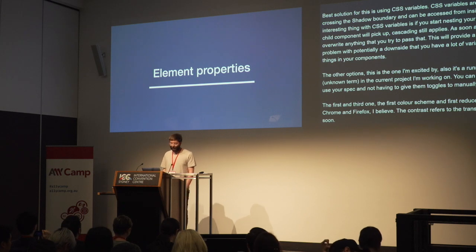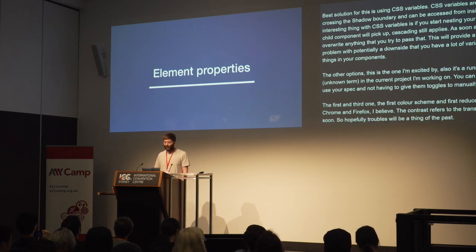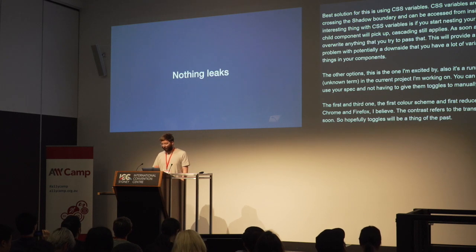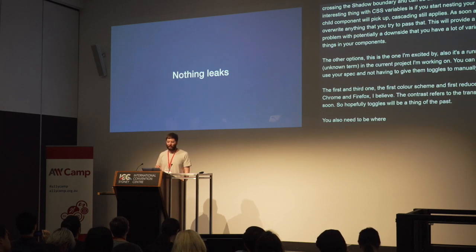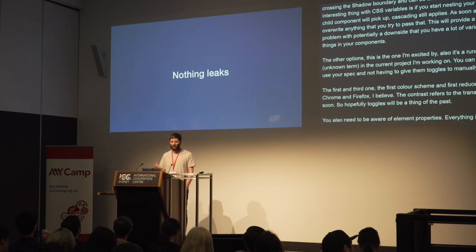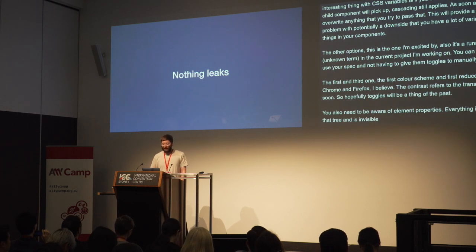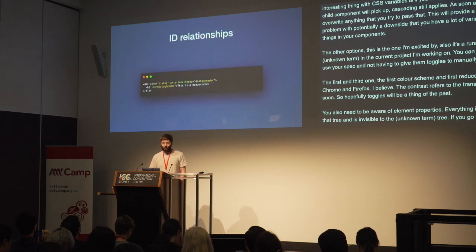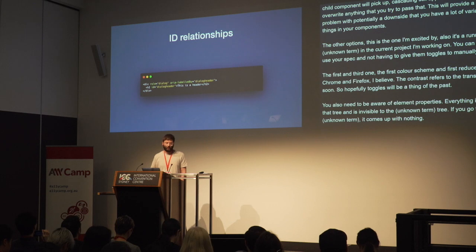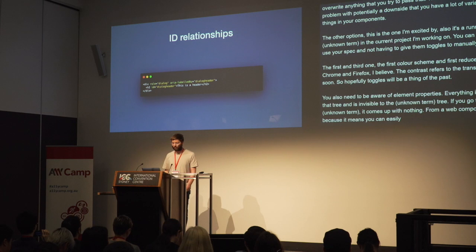And the last thing that we came across that you need to be aware of is element properties. So by default, coming back to the Shadow DOM, nothing leaks. Everything that's inside the Shadow DOM is part of that tree and is invisible to the native document tree. So if you write any ID in your web component, and go to your native console and do document.querySelector trying to find that ID, it comes up with nothing, which from a web component perspective is actually really good, because it means you can easily use IDs without the fear of them clashing.